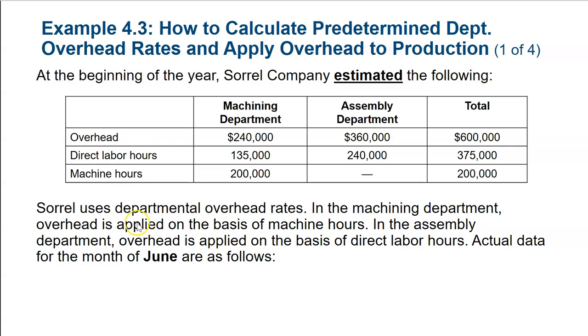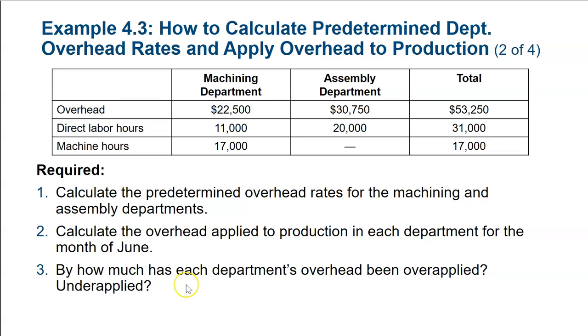Okay? So this company does use departmental overhead rates. Machining department is going to be based on machine hours, and in assembly, it's going to be based on direct labor hours. We looked at the reason why. So this 600,000, all these figures here, everything you see here is for the entire year. However, actual data for the month of June follows. We don't really need, in the application process, actual overhead that was incurred, because we're going to reconcile this at the end of the year. But we can still look at it on a month-to-month basis and see if any changes need to be made.